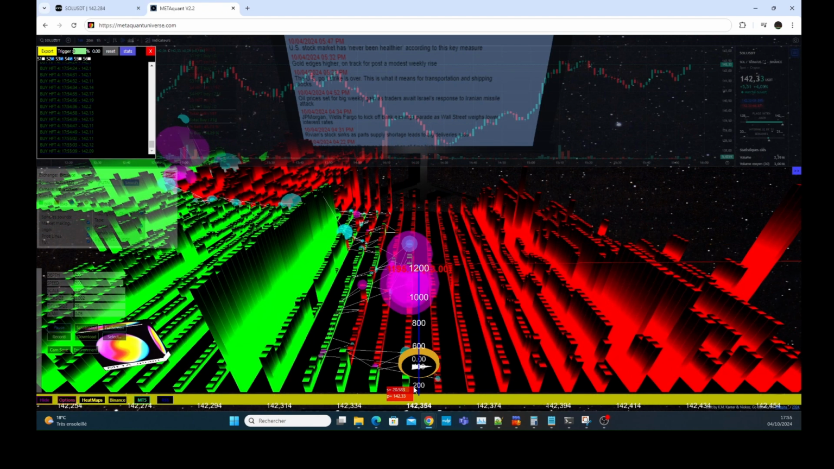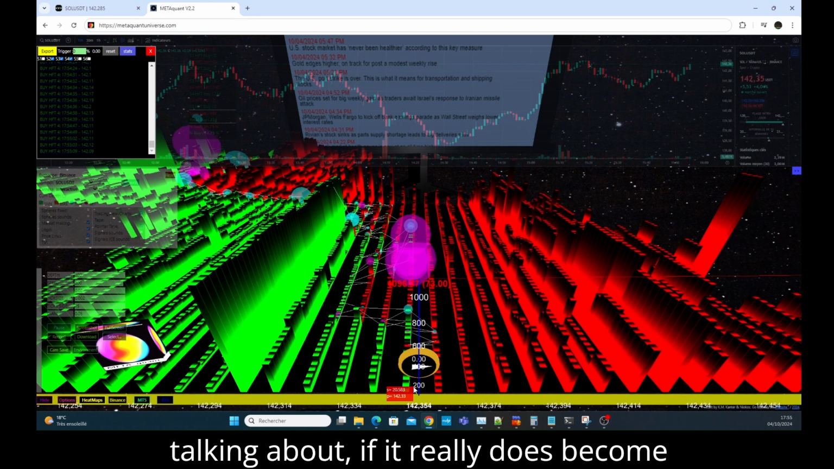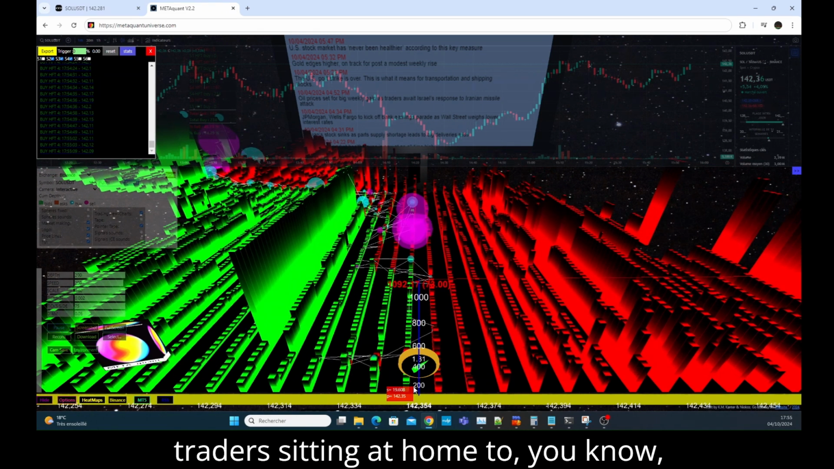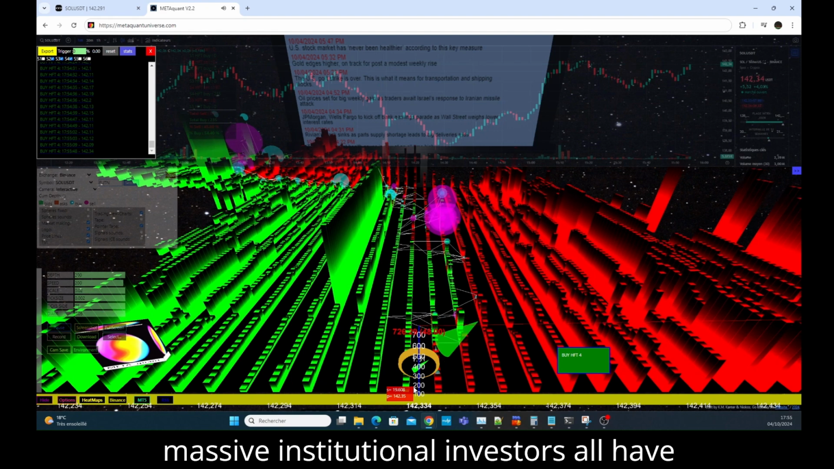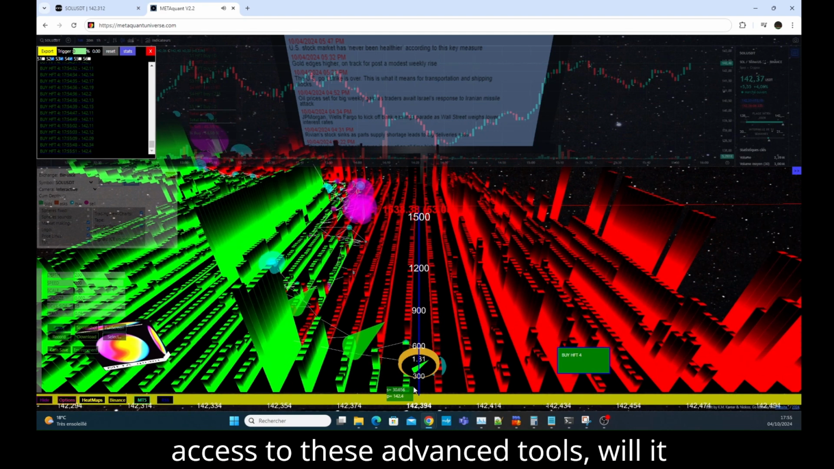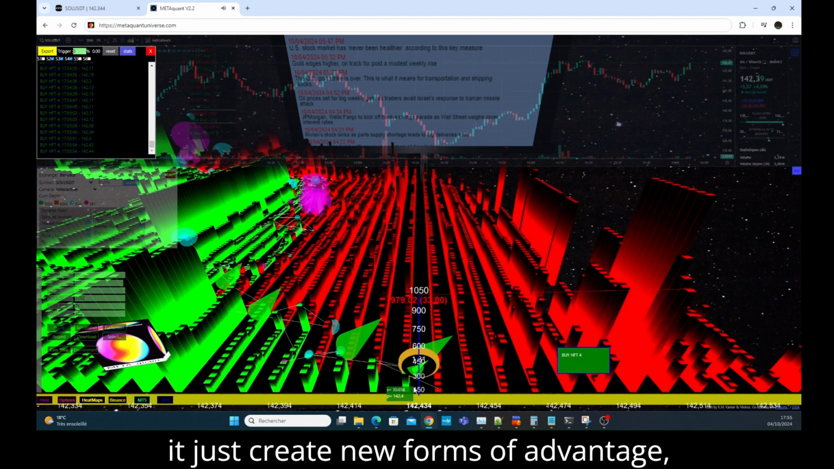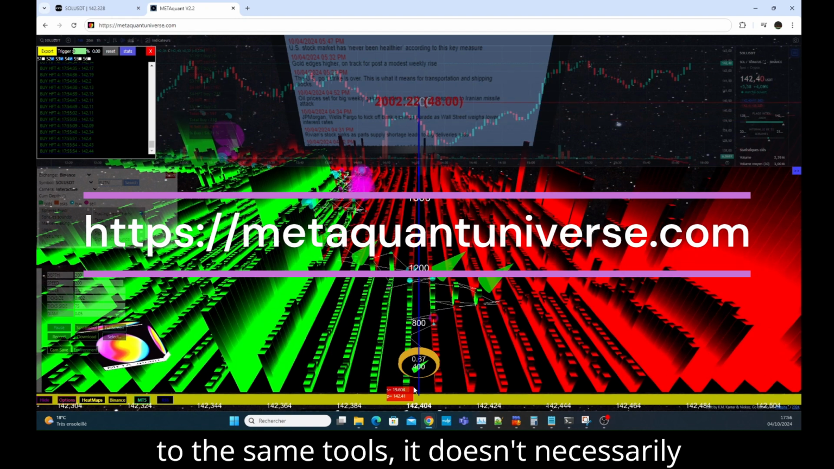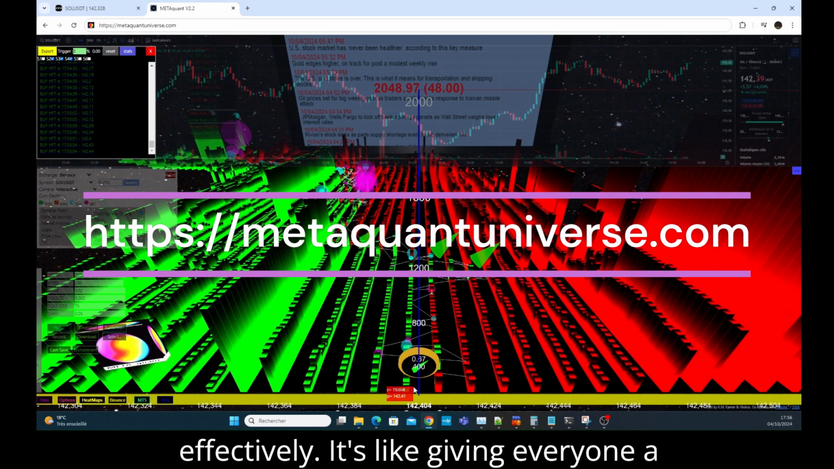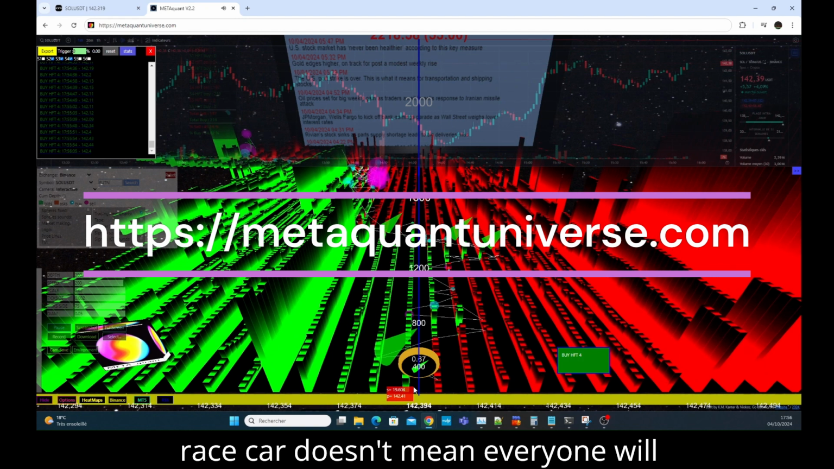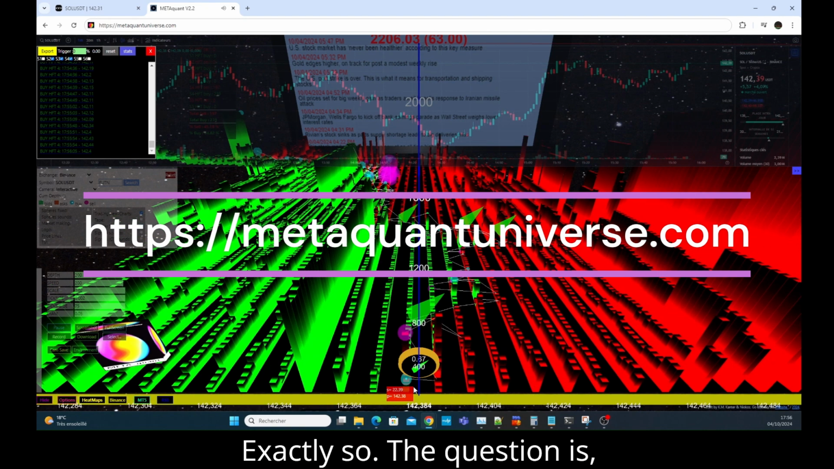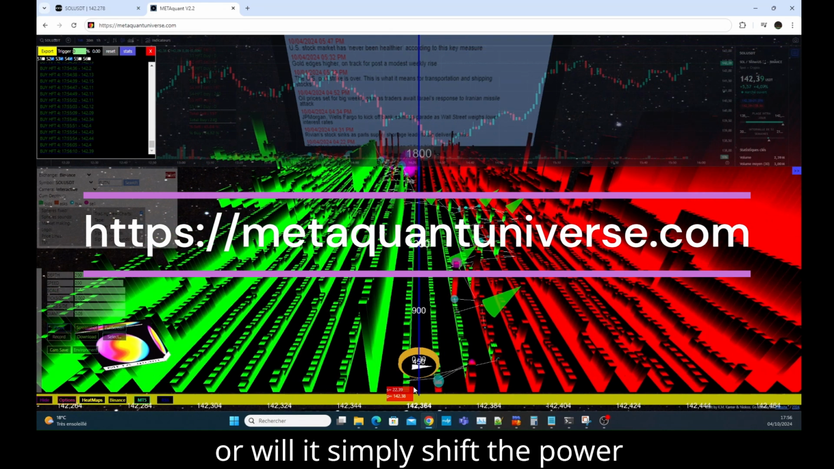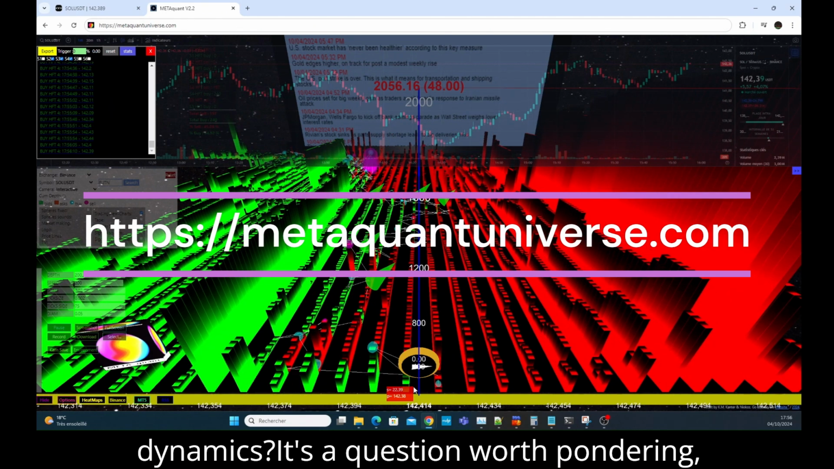Here's something to chew on. If this kind of technology we've been talking about really does become the norm, if everyone from day traders sitting at home to massive institutional investors all have access to these advanced tools, will it actually level the playing field or will it just create new forms of advantage? Right, because even if everyone has access to the same tools, it doesn't necessarily mean everyone will use them equally effectively. It's like giving everyone a race car doesn't mean everyone will suddenly become a Formula One driver. Exactly. So the question is, will this technology democratize trading or will it simply shift the power dynamics? It's a question worth pondering.